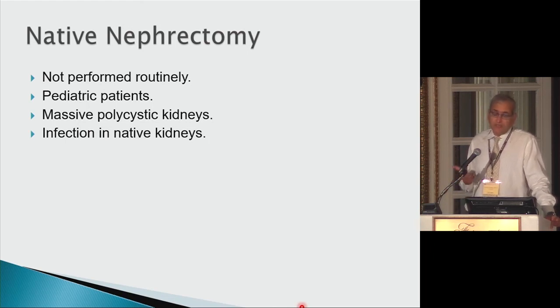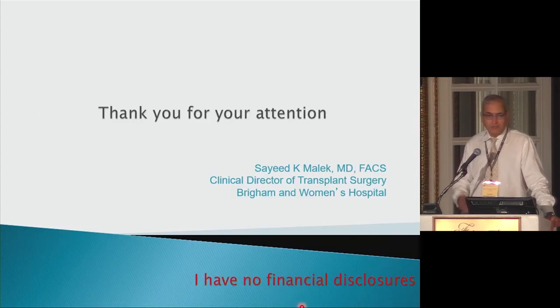Otherwise, for adults, we take the kidneys out if the kidney is massively enlarged, so there's no room to place a third kidney, so then we would take one out. Or if there's a concern for infection, such as Staghorn calculus with repeated urinary infections or pyelonephritis, then we would remove that kidney prior to transplant, if possible. Sometimes if the patient is pre-dialysis, then you have to remove it at the time of transplant.